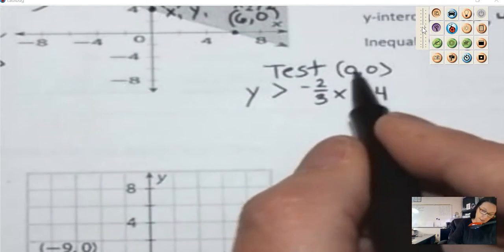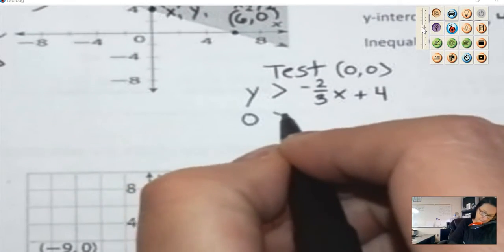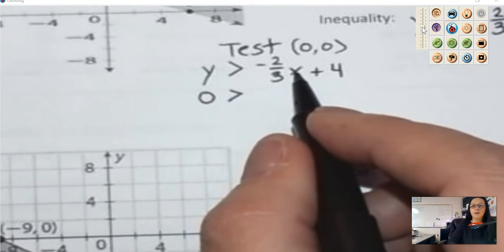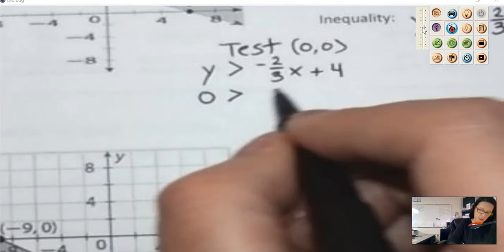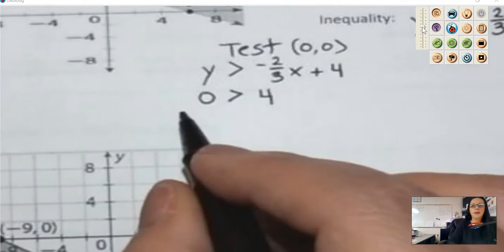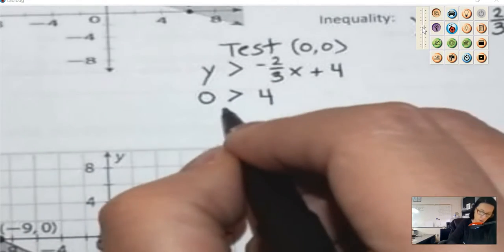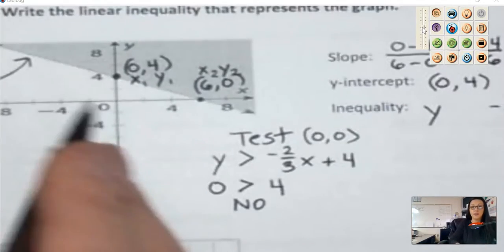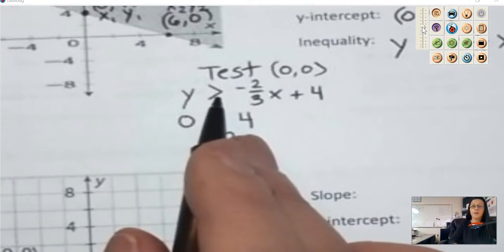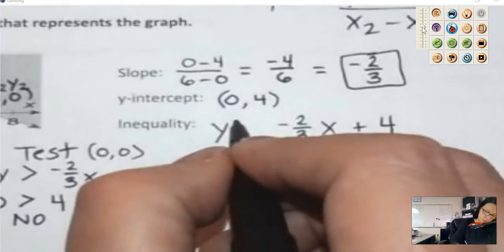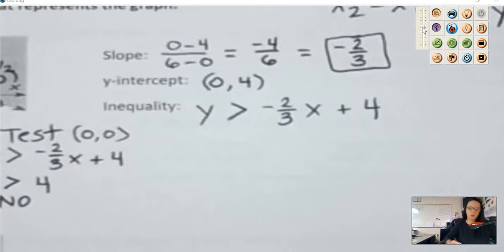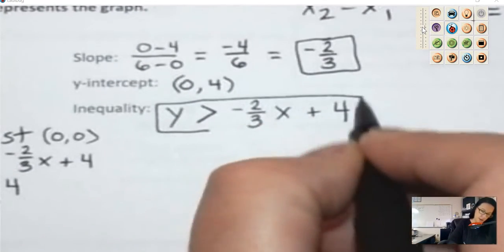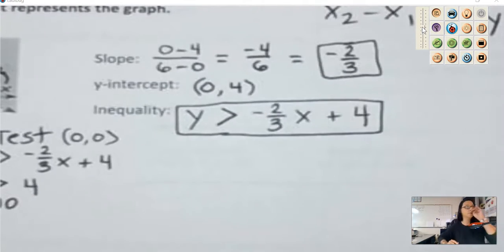So if I plug in 0 for y, 0 for x, negative 2/3 times x is 0. 0 plus 4 is just 4. Okay, is 0 greater than 4? No. So 0, 0 does not work, which is the correct way. So that means this symbol is the correct symbol. So the correct equation was y is greater than negative 2/3 x plus 4.